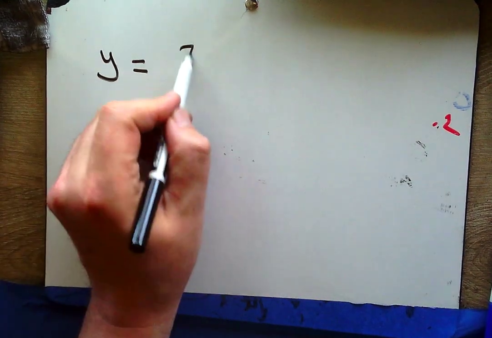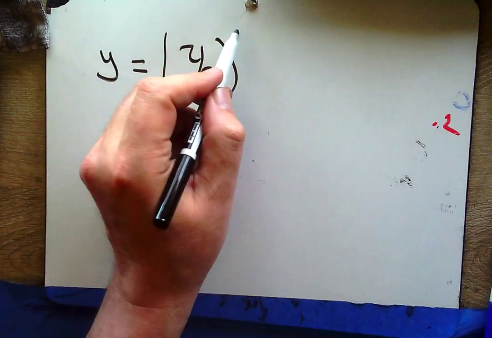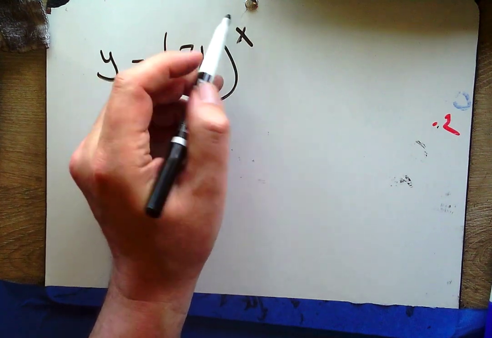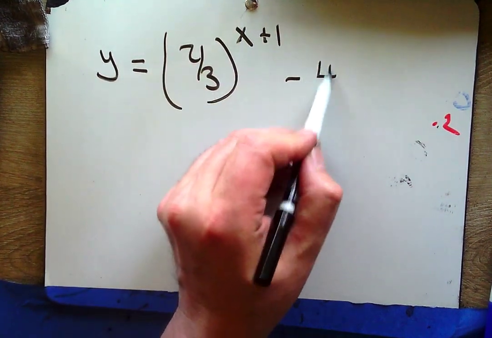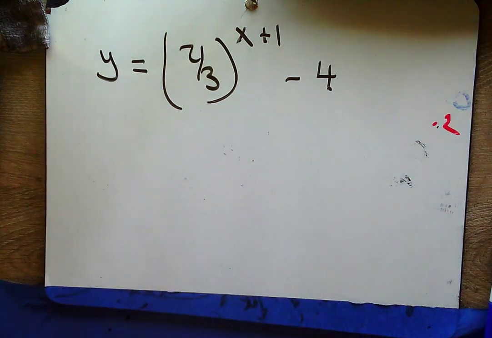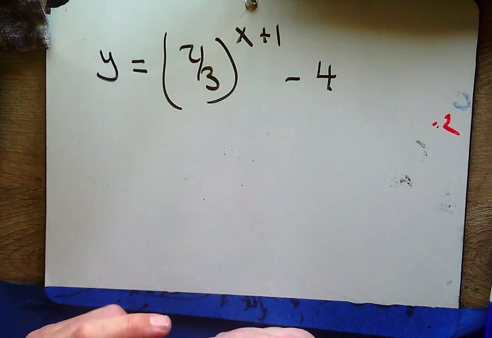y equals 2/3 to the x plus 1, minus 4. We graph that one, and after this we'll move on.